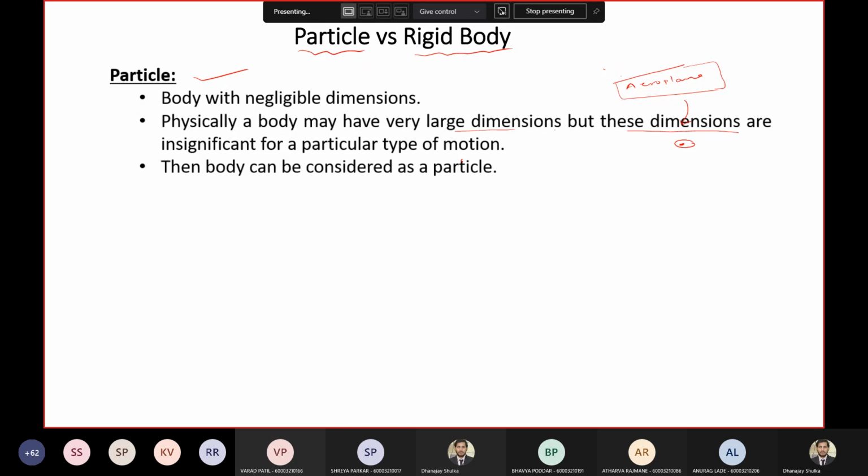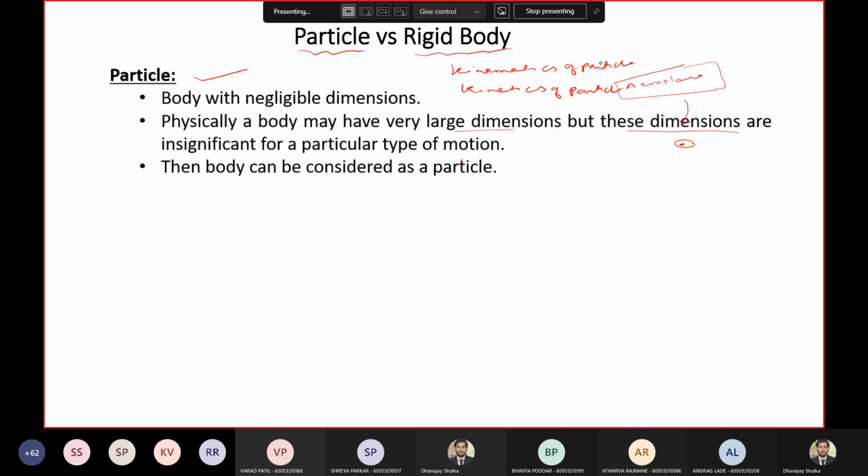So the study of the particle can be in two different ways, like kinematics and kinetics. When we say kinematics, it is kinematics of particle. Kinematics of particle. Similarly, we can have kinetics of particle, right?